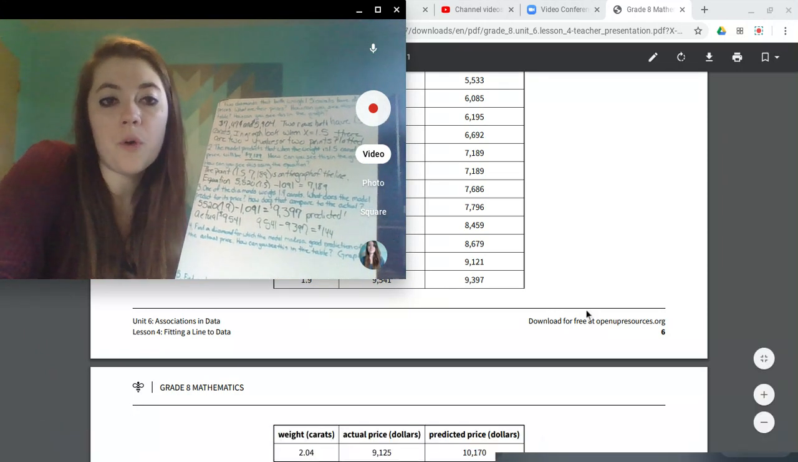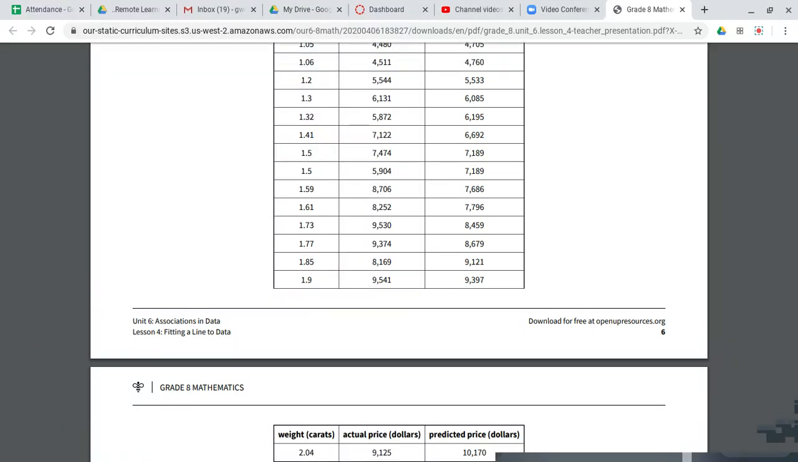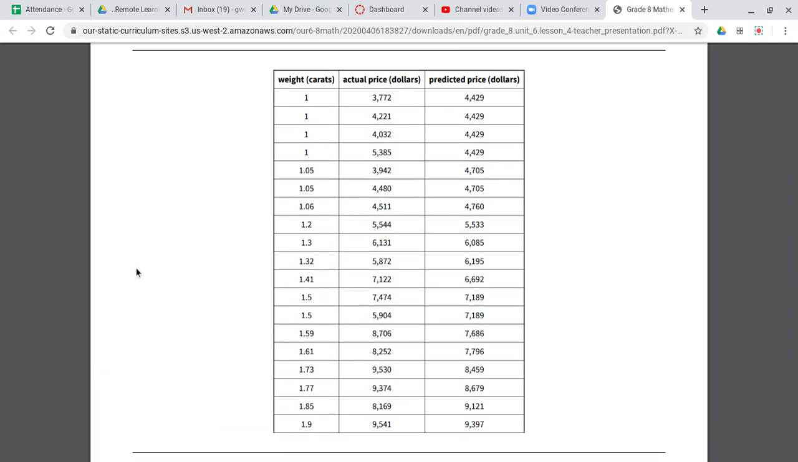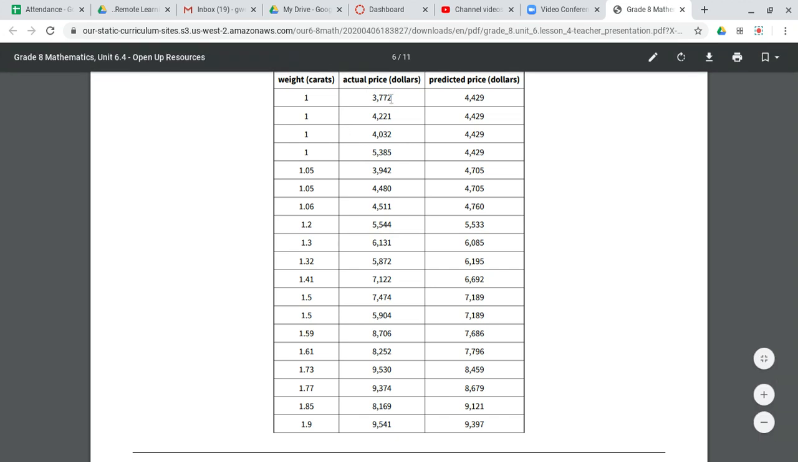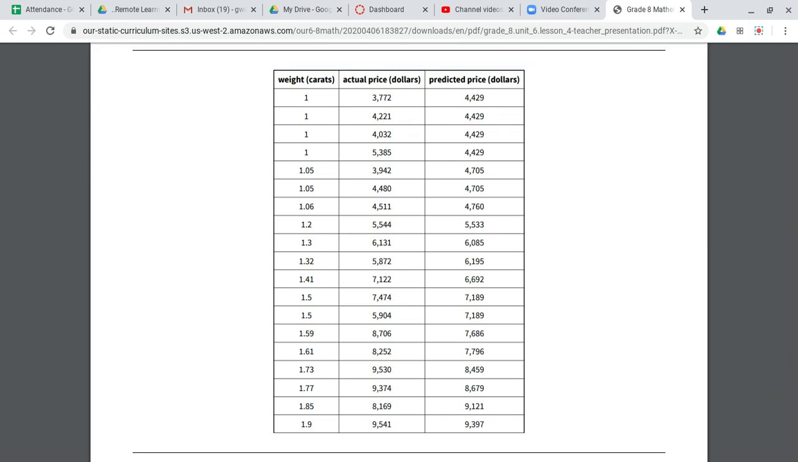So let's go back to both our table and our graph. If we look at our table, we want to find ones that are really close together in value. So let's start from the top and work our way down. So here at 1 carat, we're at 3,772 and 4,429. Not so much. 4,221, 4,429, still not overly close. 4,032 and 4,429. No. Next one, 5,385 and 4,429. Still no.